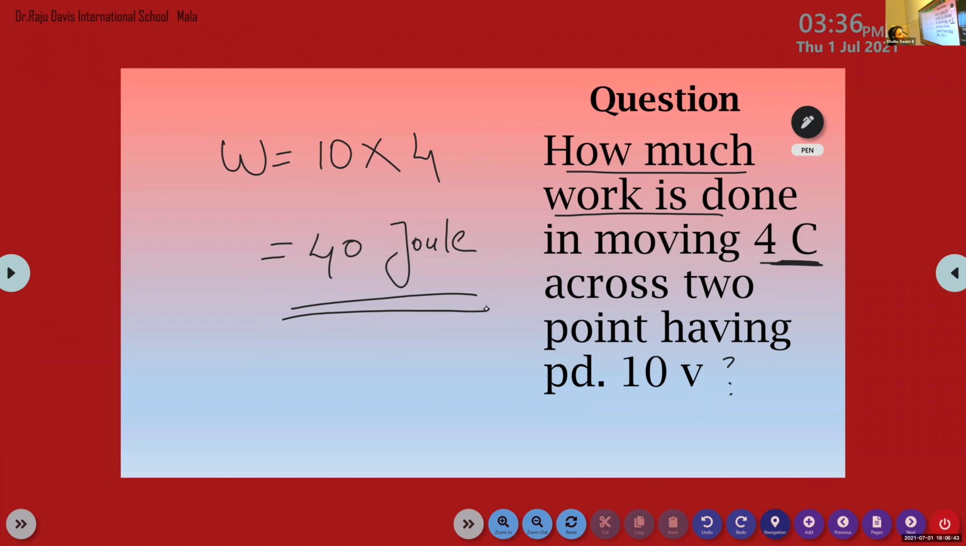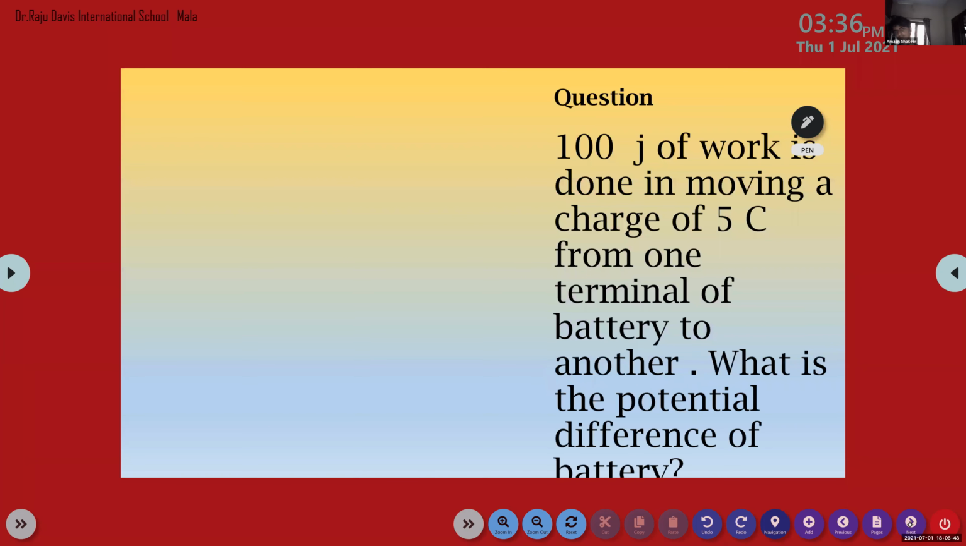Can we move to the next question? The next question is this: 100 joule of work is done in moving a charge of 5 coulomb from one terminal of a battery to another. What is the potential difference of the battery? First of all, copy down the question, then you can do it as homework.